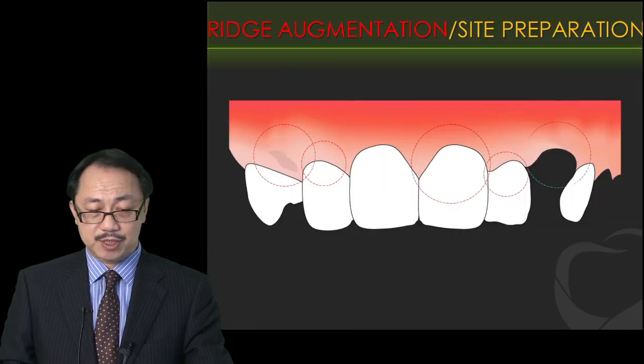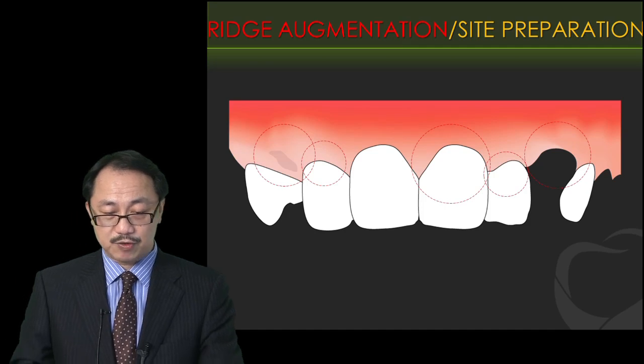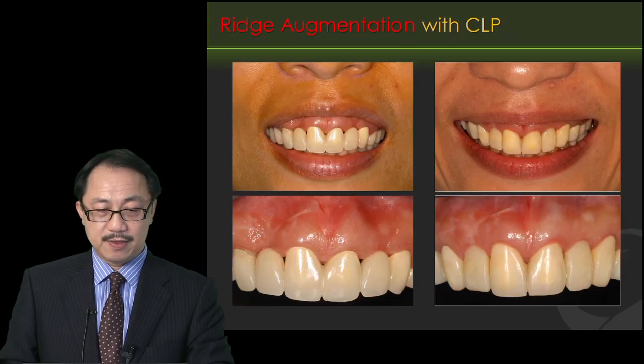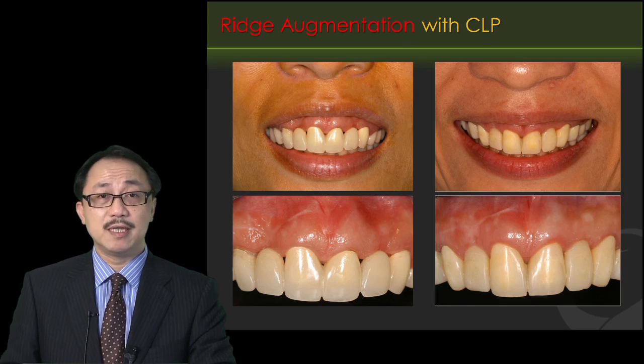For site preparation and ridge augmentation, normally we will utilize soft tissue for ridge augmentation in order to achieve a natural look. In this instance, for example, this patient was augmented with soft tissue only, not just for number 7 as well as for number 8.